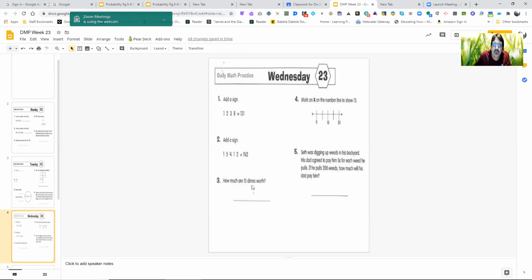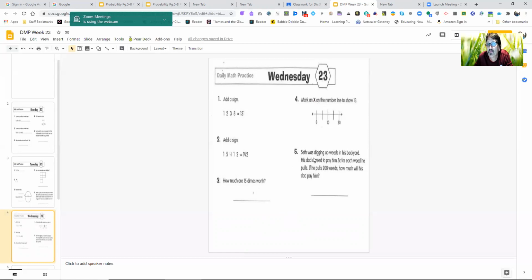How much is 15 dimes worth? Well, you know a dime is worth 10 cents. So you either multiply that by 15 or you add it 15 times. Mark an X in the number to show 13. So you can see 13 is not on this number line, but you have to figure roughly where the 13 would be.